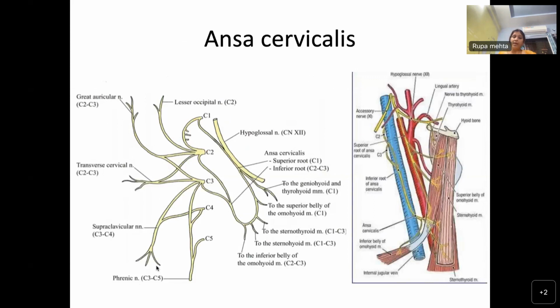So this is ansa cervicalis. I already mentioned it to you. C1 twig, which is traveling with the hypoglossal nerve, and C2, both of them form an arch above the internal jugular vein and the carotid, and they supply the various infrahyoid muscles, omohyoid, sternothyroid, sternohyoid, omohyoid.